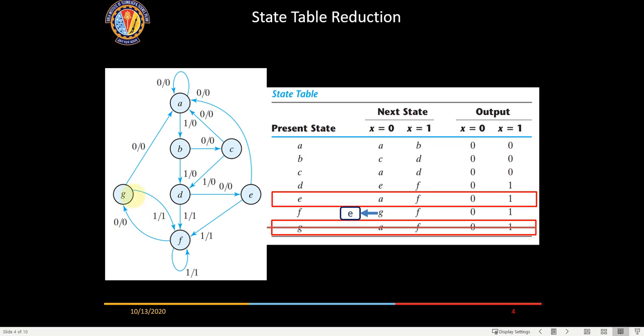What was happening here? After going to G from F, if I was getting one more 1, I was coming back to F. Same thing, if I go to E and I get one more 1, I will come back to F, right? So it is equivalent. So there is no point having both these two states. If you see the state diagram, you can do the same thing watching the diagram also, but it becomes much easier when you do it in the form of a state table reduction. So I am going to remove this G here, right?